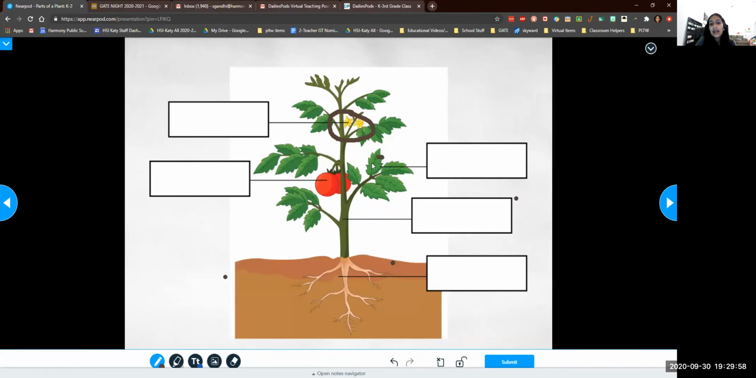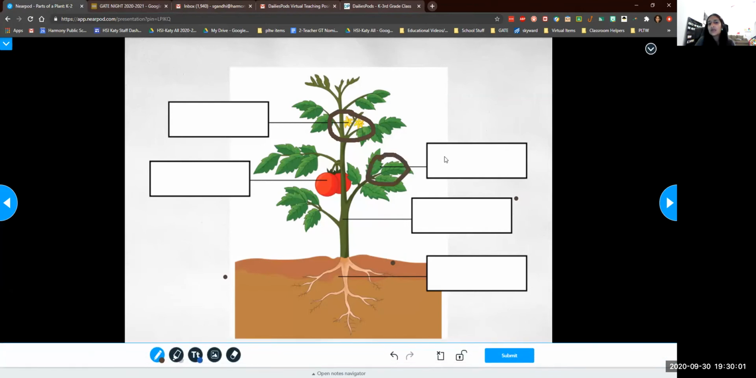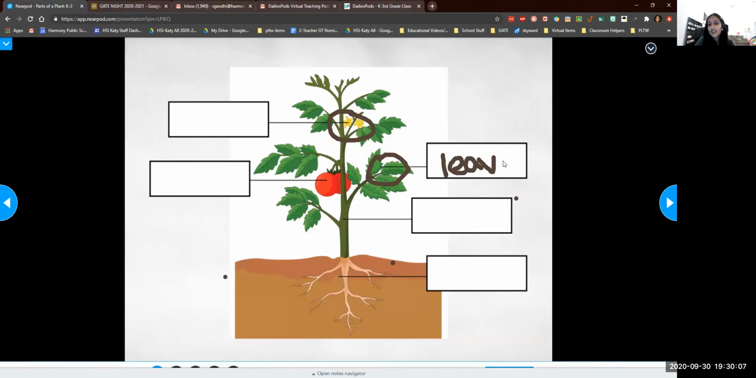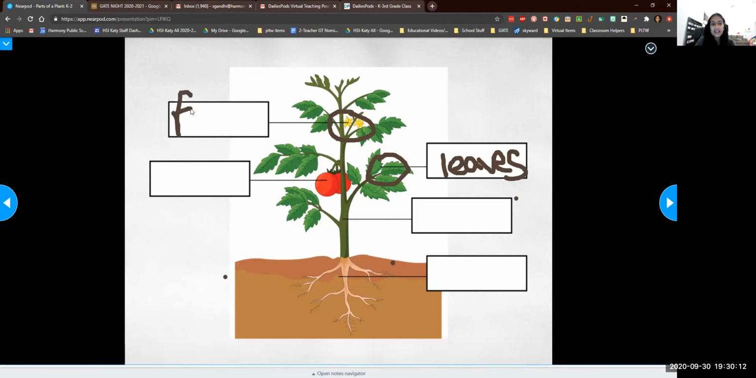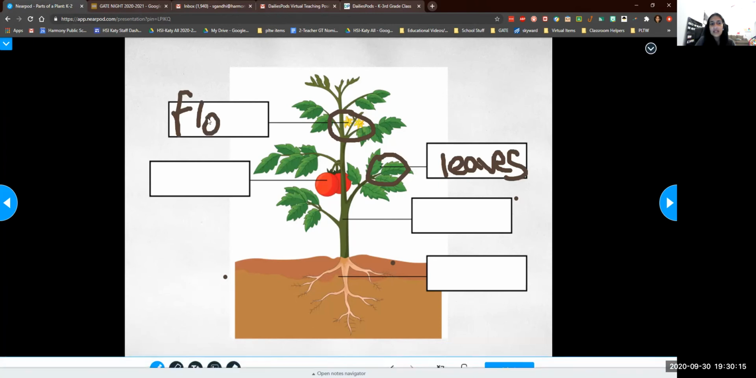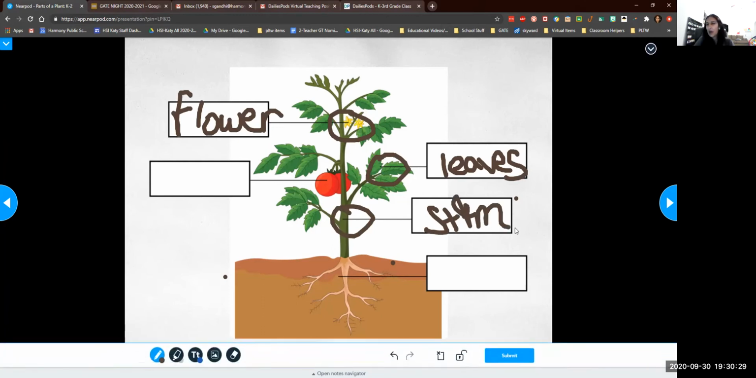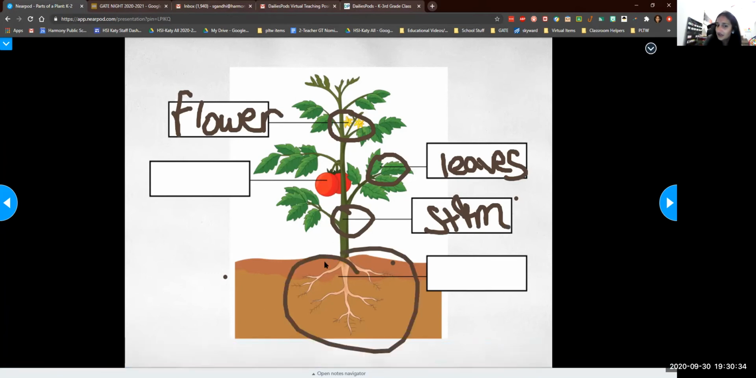And this part right here, what's that called? The leaves. And who can tell me where the stem is? That is the stem right there. Excuse my writing, it's kind of hard on the computer. And right here, the roots. Great job.